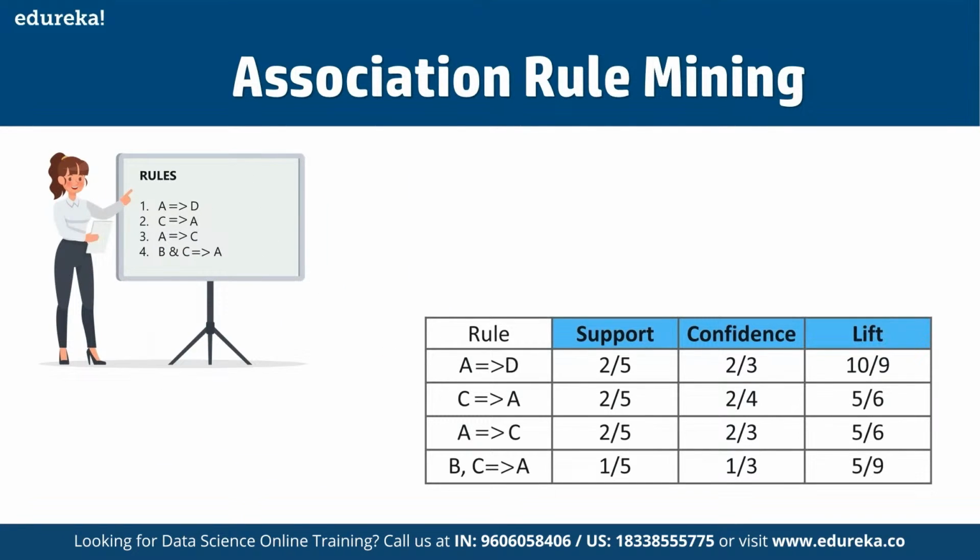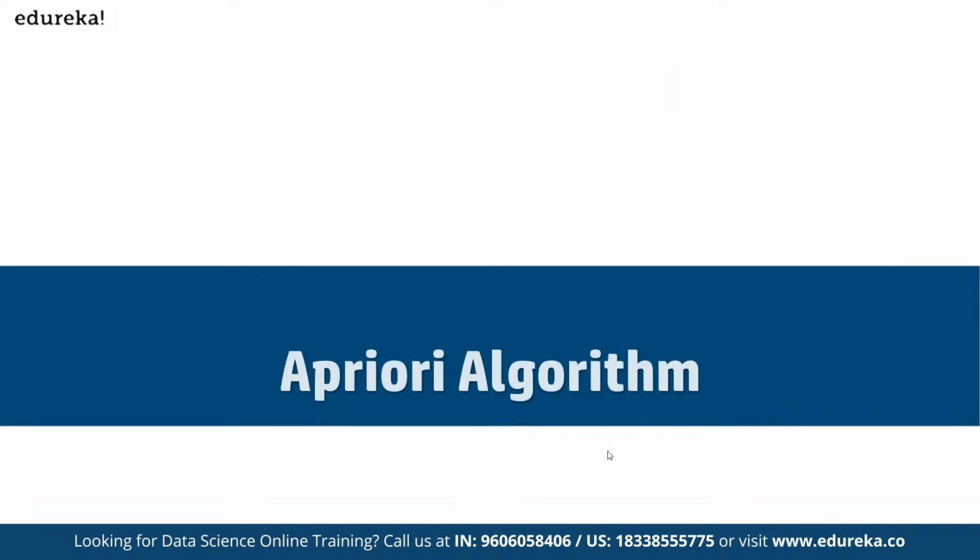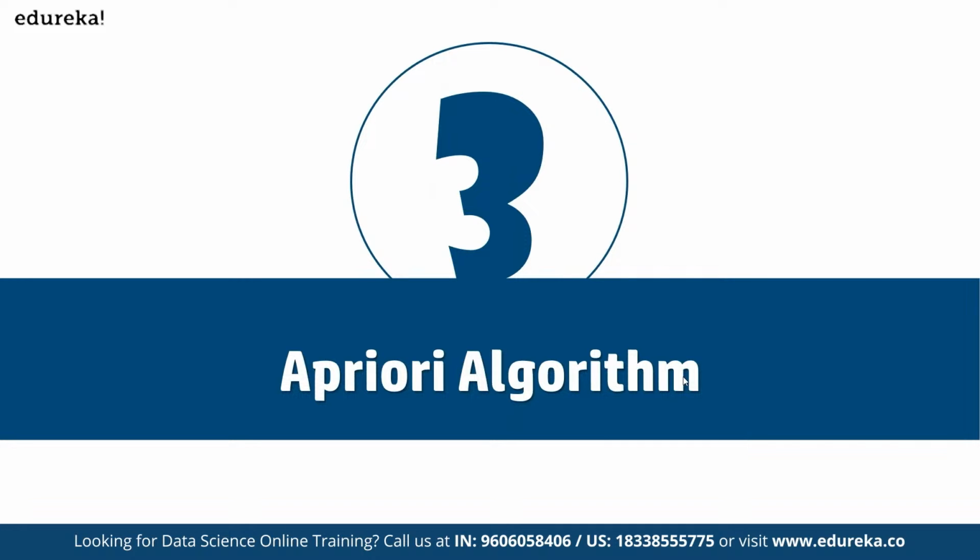And then we can find out the supports. For those who are purchasing A, the probability of buying D, in terms of support, is 2 by 5. In terms of confidence, it is 2 by 3. In terms of lift, it is 10 upon 9. Whereas for C to A, that means the possibility that those who have purchased C will be buying A, the support is 2 by 5, confidence is 2 by 4, and lift is 5 by 6. Same way for A to C and for BC to A. So we can see how the probability is distributed as we find out the possibility of one product being bought over the other.